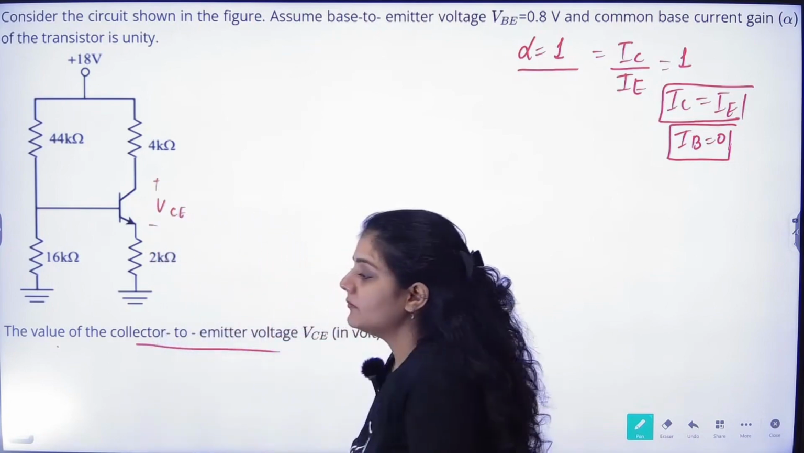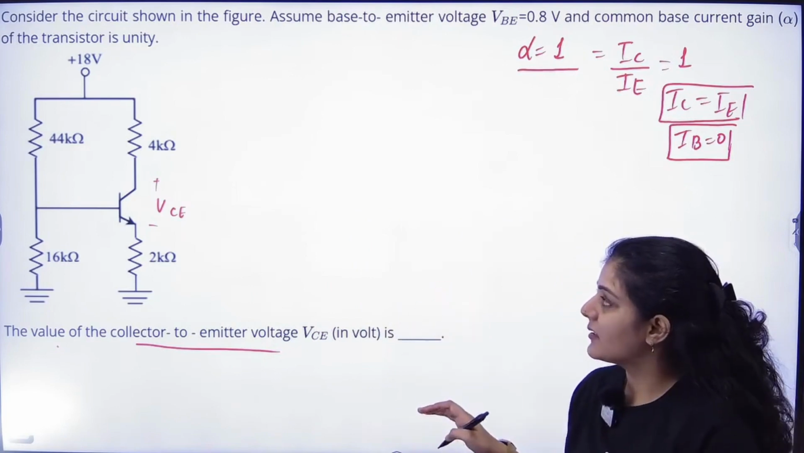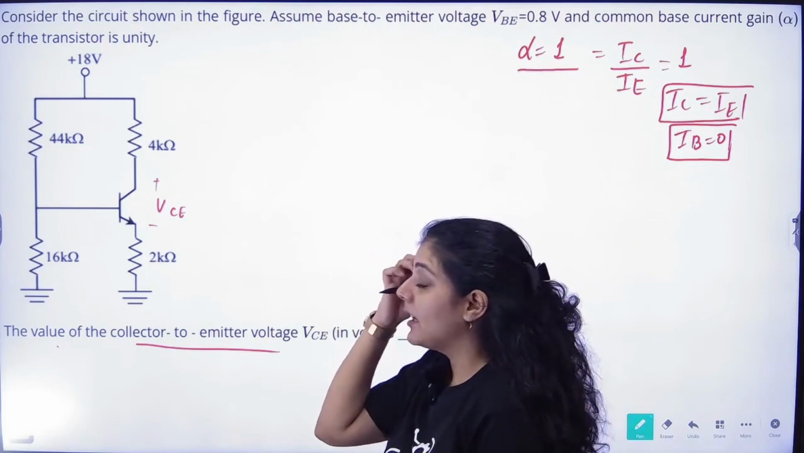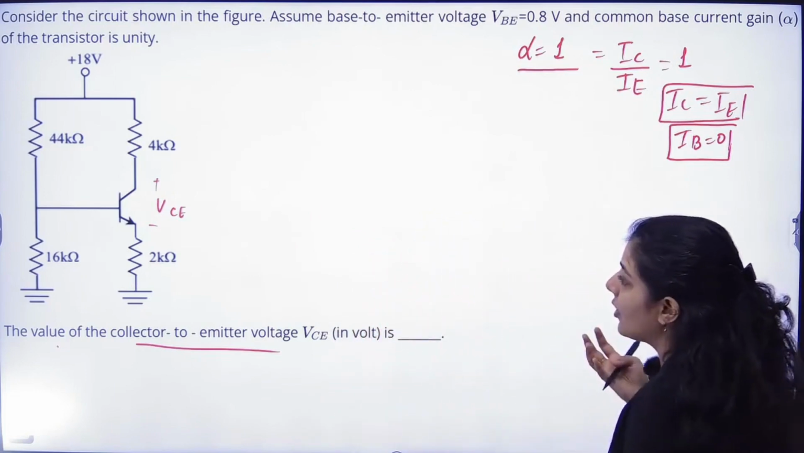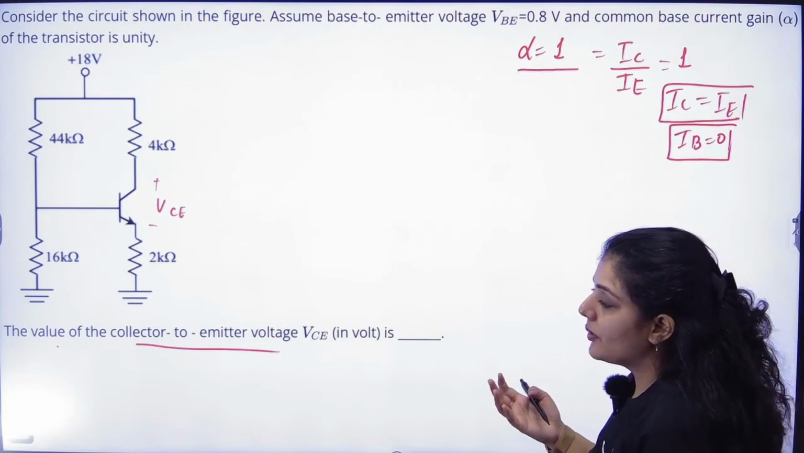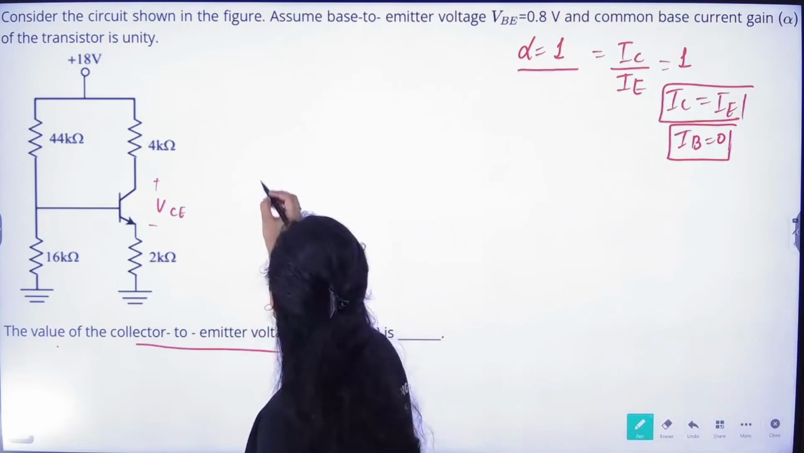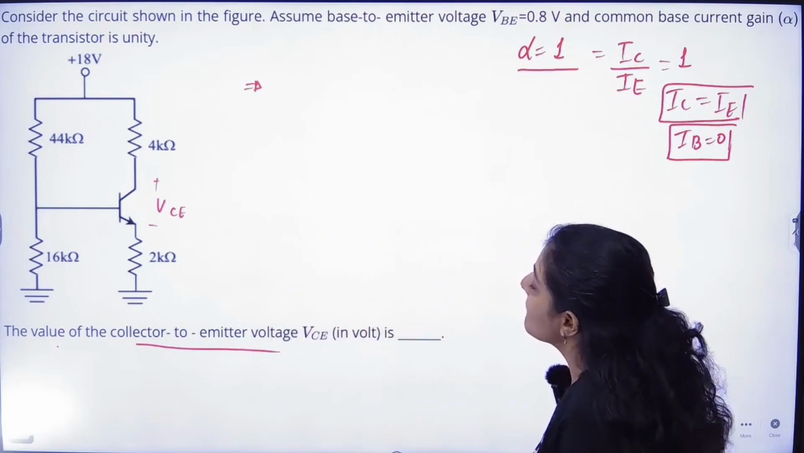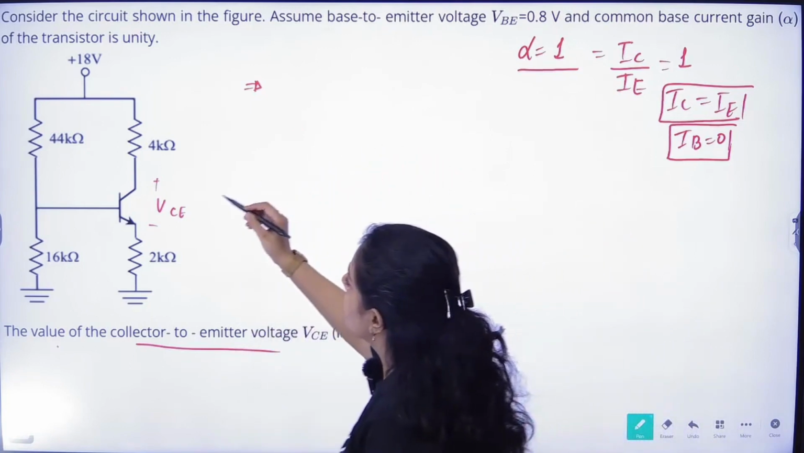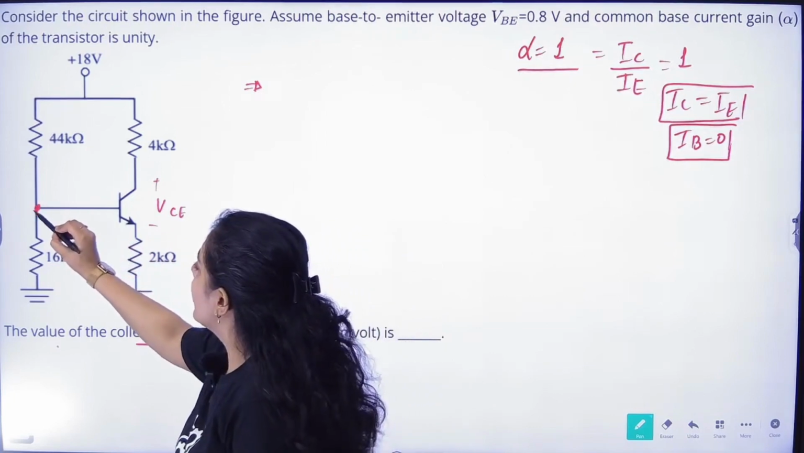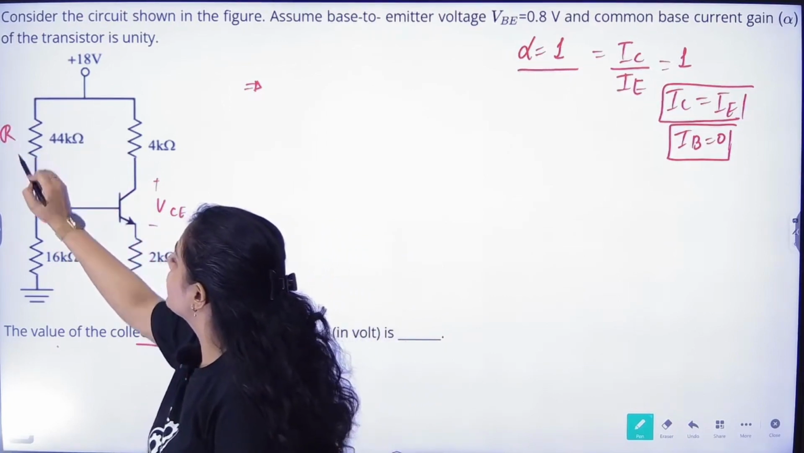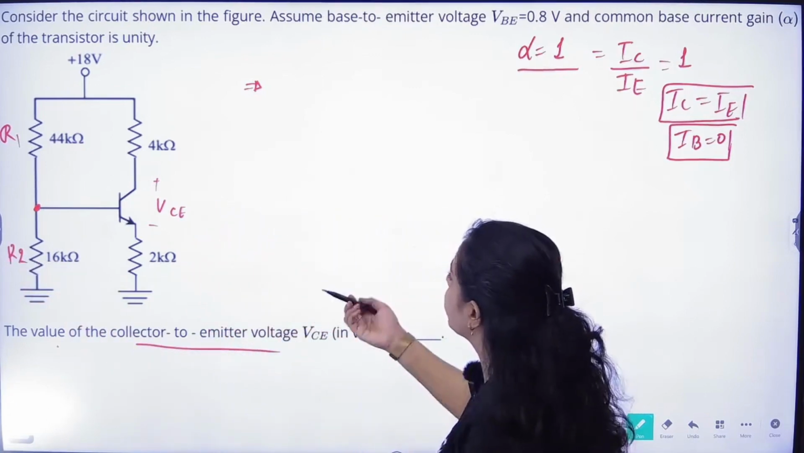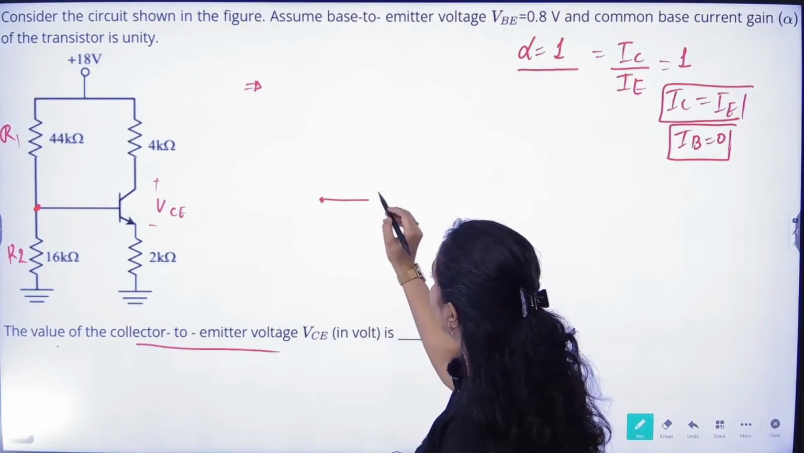Right? This is a biased transistor, just DC biasing is done. Now in this case they are asking you to find out VCE, right? This is a voltage biased transistor, right? So in this case what we take is, this is R1 and this is R2. We take the Thevenin equivalent of that particular circuit. So the Thevenin equivalent of this particular circuit will become like this.